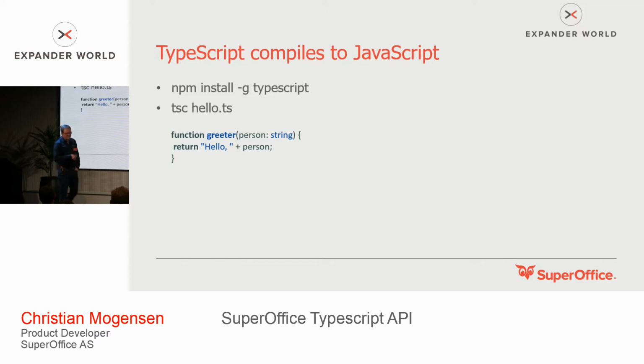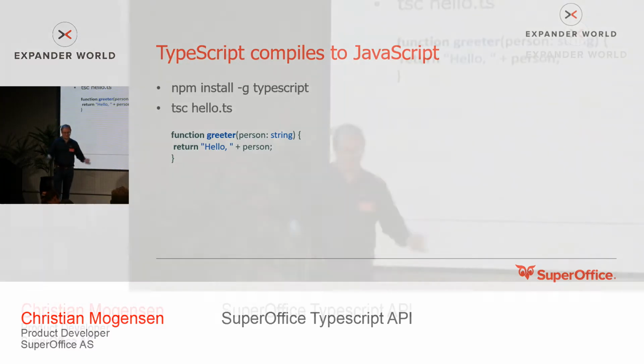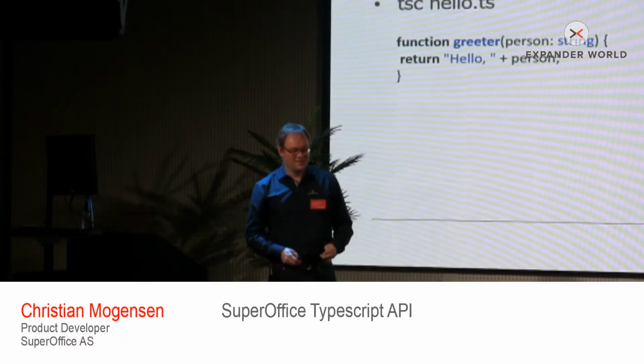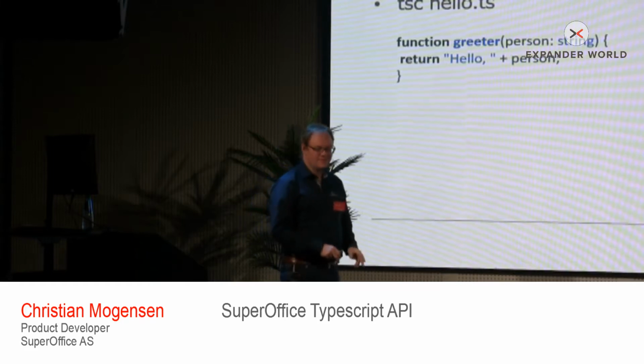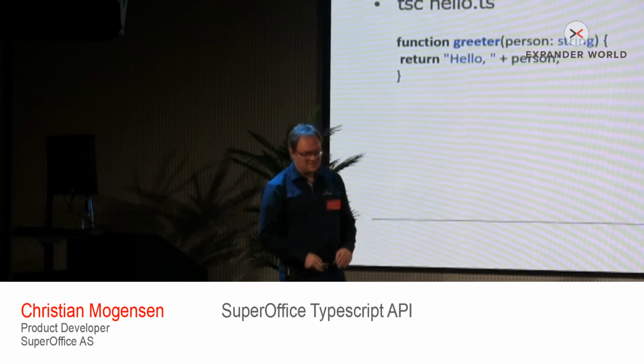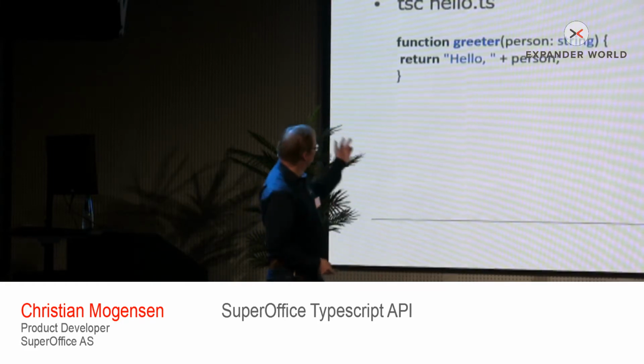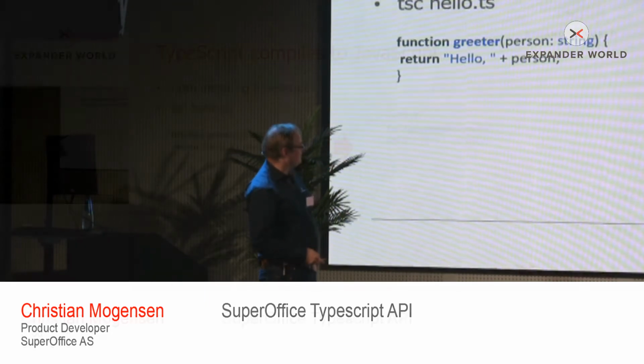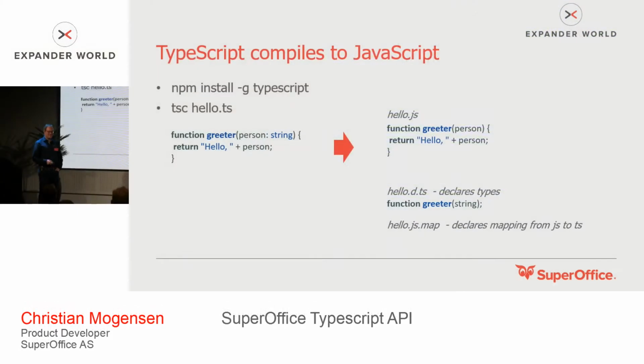So the way you install it is you use Node package manager. You say npm install and then -g to say globally. You install it so I can access it from everywhere. And that gives you a little compiler called TSC. And then if you have a little function like this, you compile it, and that turns into the dramatically different JavaScript there. It's like, woo, woo, magic.